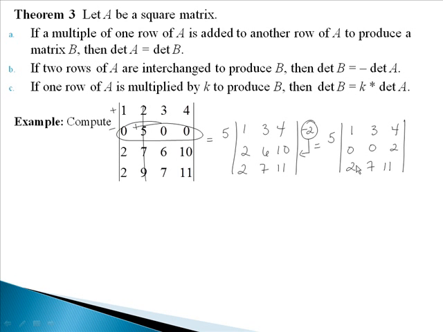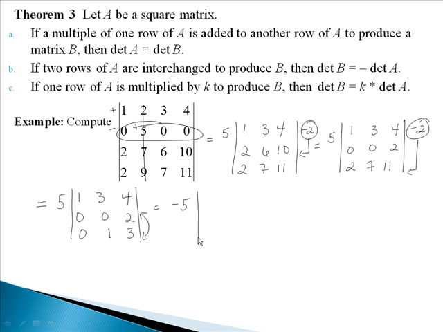Now I'm going to do a similar thing. I'm going to multiply by negative 2 and add it to the third row. So the determinant again is not changing. So I have 5 times 1, 3, 4, 0, 0, 2, and then 0, 1, 3. But notice that my pivot here is in the wrong row. So I'm going to interchange these rows. But a row interchange will affect the determinant, so we need to multiply by a negative. And now I've got 1, 3, 4, 0, 1, 3, 0, 0, 2.